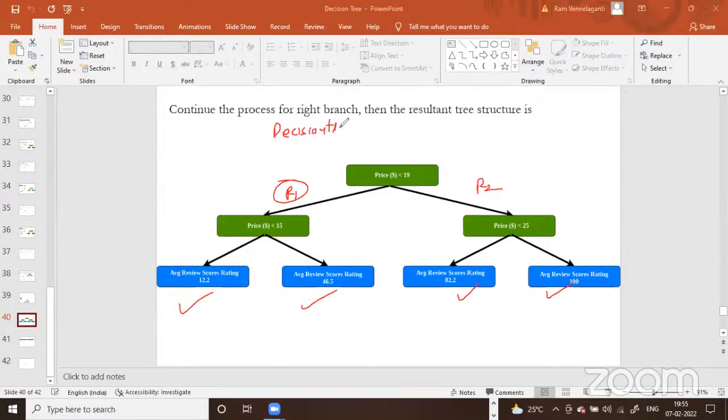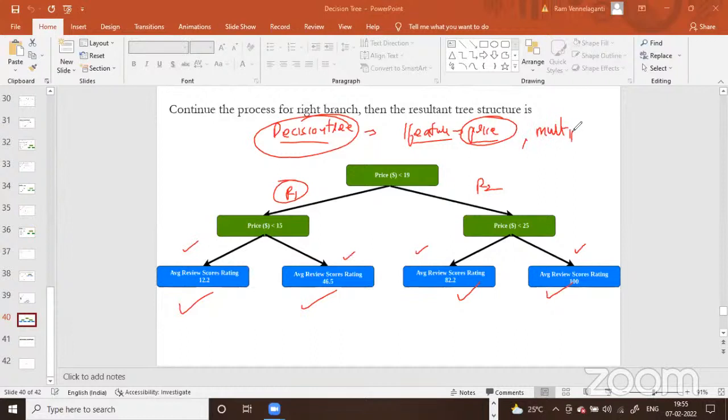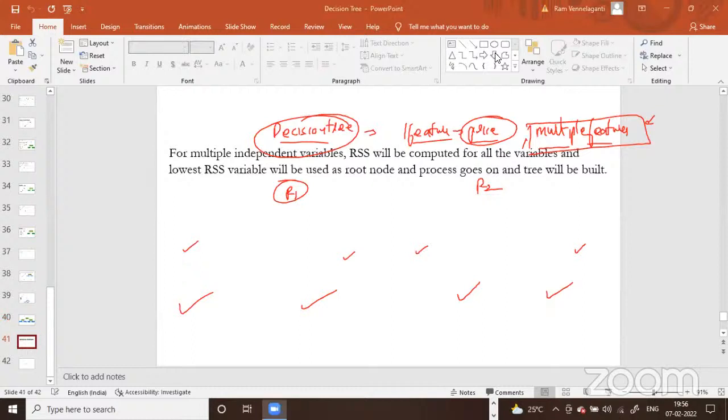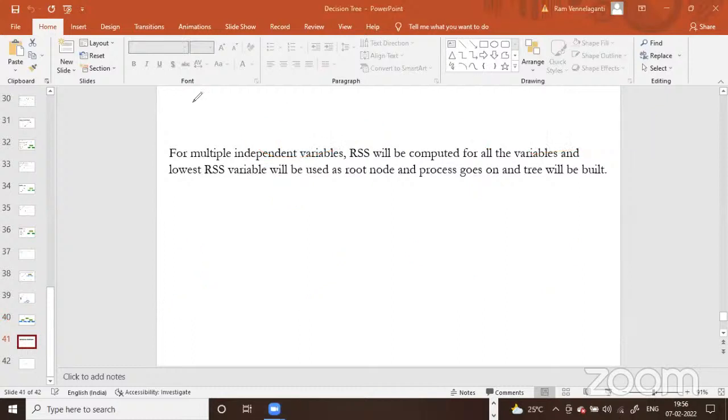That is the logic. Now all this, we are doing with only one feature, price. And we are trying to estimate our review score rate. But what if you are working with multiple features? What is that you are going to do? You have to repeat this process.